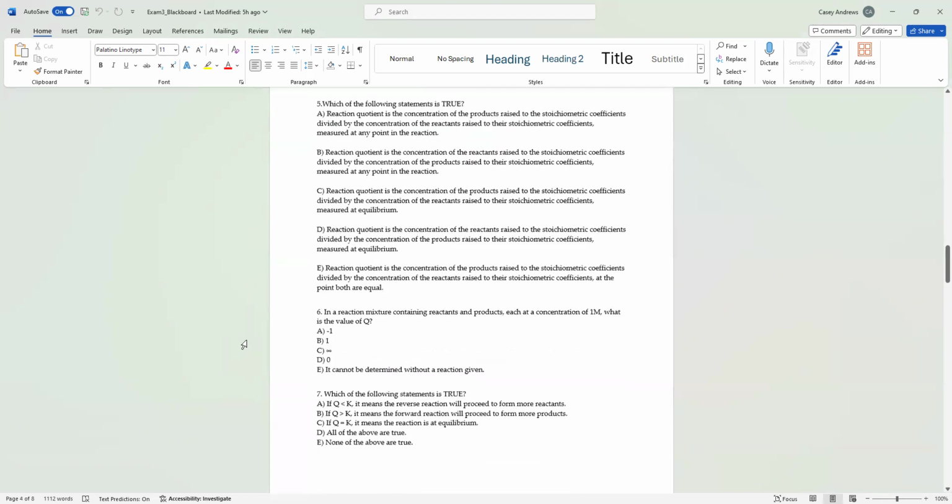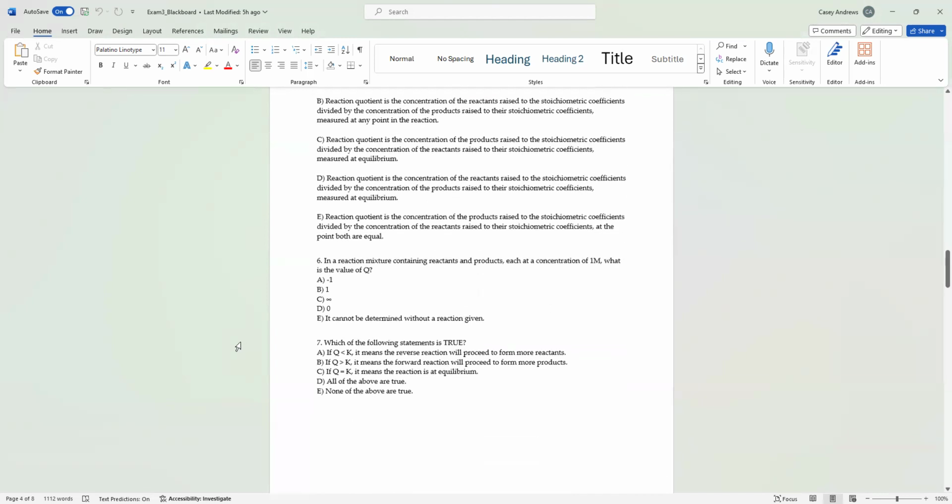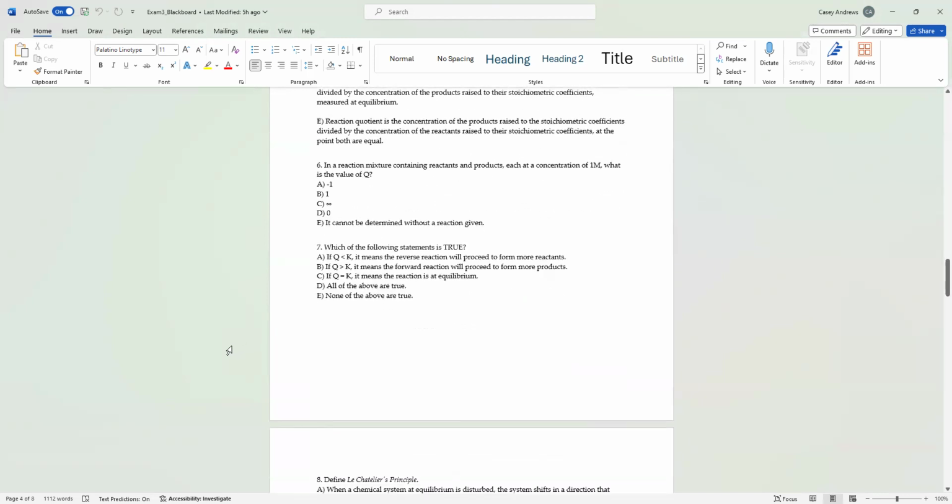All right. In a reaction mixture containing reaction products, each concentration is 1. What's the value of Q? Must be 1. 1 divided by 1 is 1. 7. Which of the following statements is true? If Q is less than K, it means the reverse reaction will form more products.